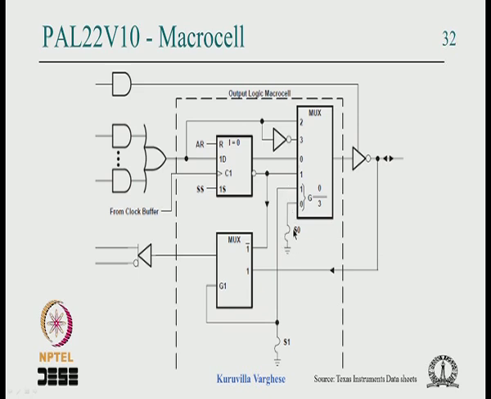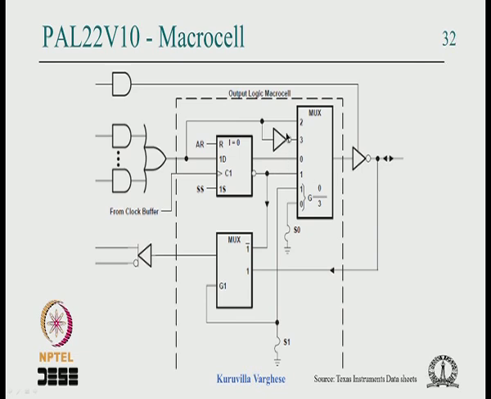If you blow one, say S0, then you get 0 1. So by blowing or retaining the fuses you can choose 0 0, 0 1, 1 0, 1 1. You can choose any of these, and you see here you have the possibility of this output or its complement coming here, or the Q or the Q bar coming here. So you might wonder why that is required, because either you need this output or the registered version of it.